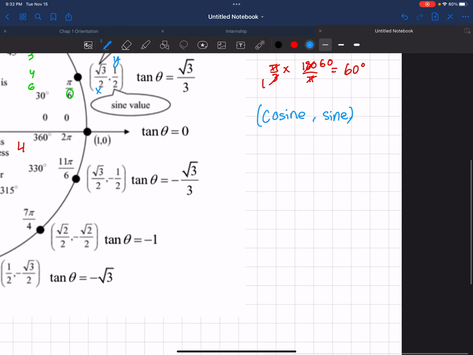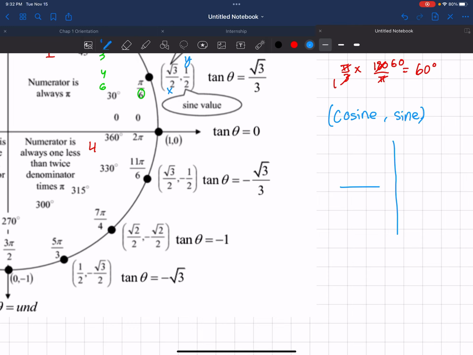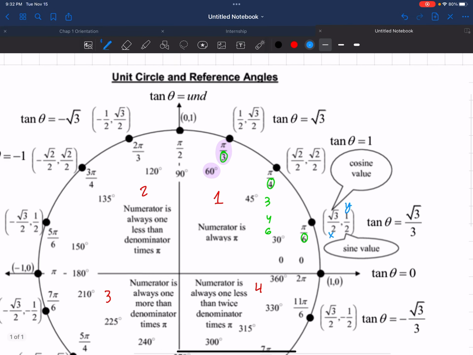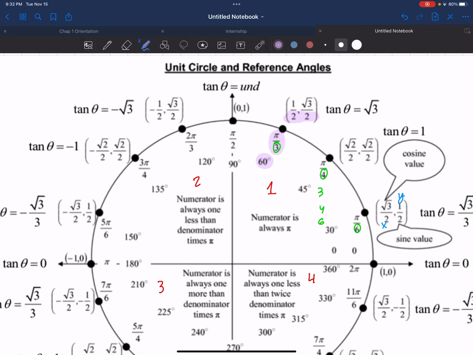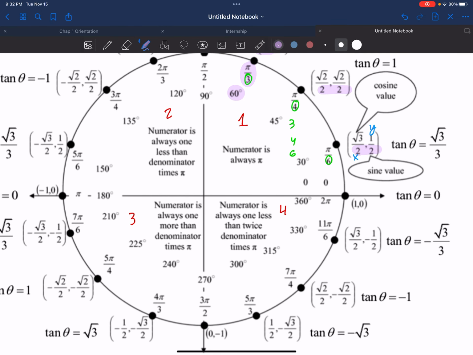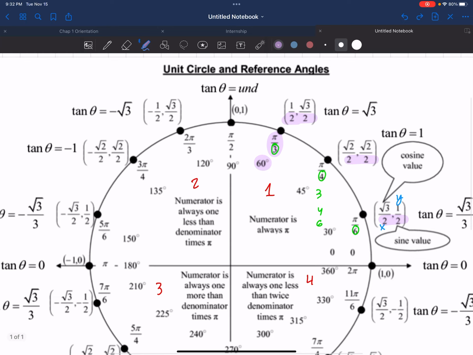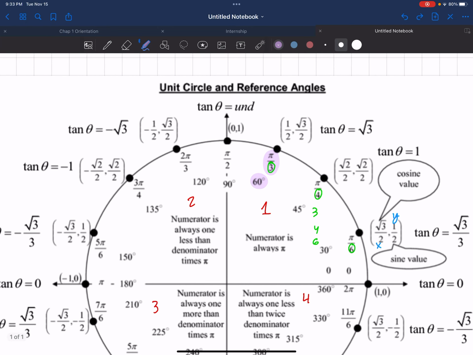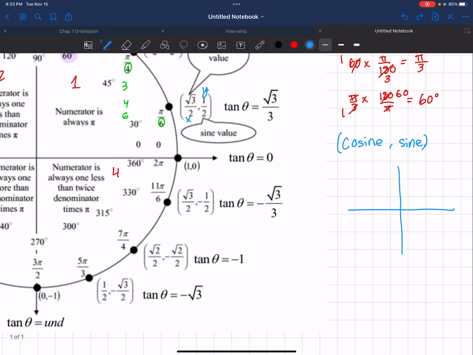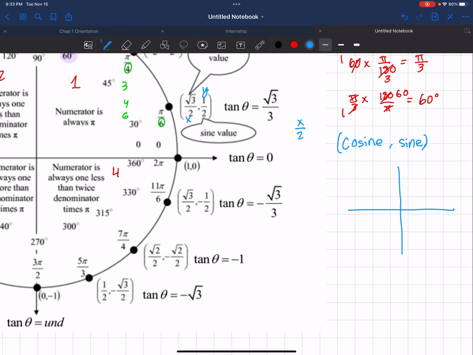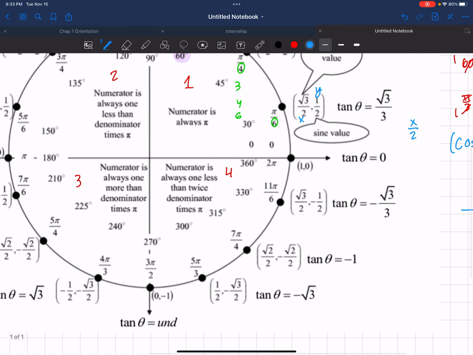So, we're going to learn our cosine and sine values very quickly. Before you learn, I want you to realize that all of the denominators are going to be 2. Do you see how they're all 2, 2, 2? So just make sure you know they're all 2. So it's pretty much x over 2 for all of them except the few exceptions.